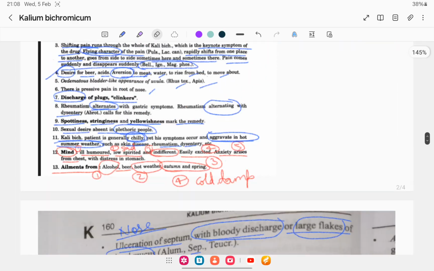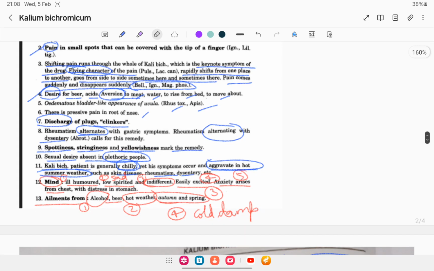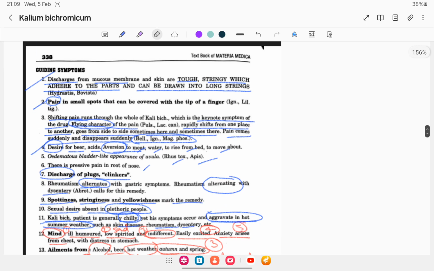Here it is about mental symptoms in SK Dubey. Ill-humored, low-spirited, sad, ill-humored, answers back rudely. Indifferent, lack of interest in anything. Number 4, easily excited. Number 5, anxiety arises from chest with distress in stomach. About causation: alcohol, beer, hot weather, autumn and spring. And number 4, cold, damp also.